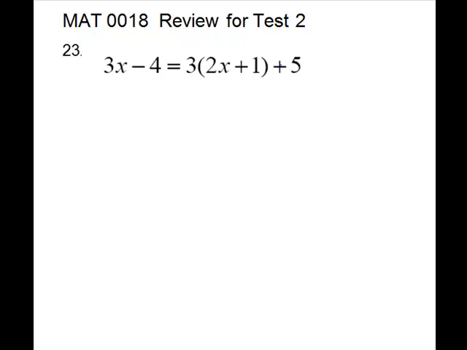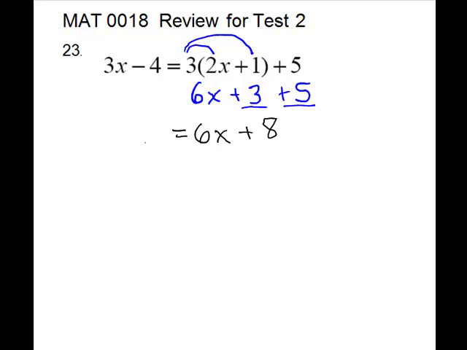But on the right, we can distribute this 3 to the parentheses. And 3 times 2x will give us 6x. 3 times 1 will give us 3. Parentheses come off. We'll bring down the rest. And then we can combine the like terms on that side. So we have 6x plus 8 on the right-hand side. Now we'll bring down the left-hand side.